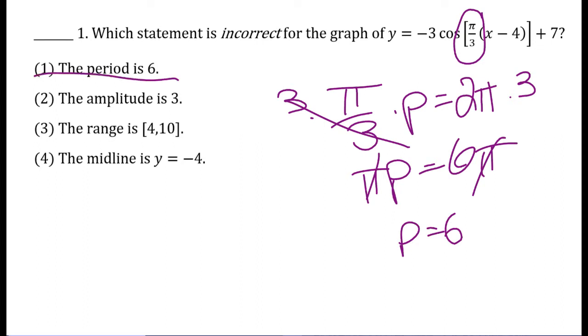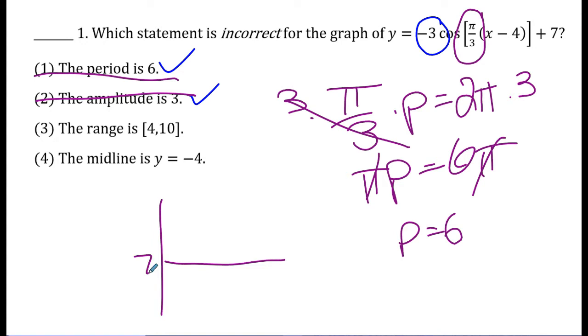The amplitude is 3. Well, it looks like it's -3, but the amplitude is really just the number there. The negative is actually a reflection. So the amplitude is 3. That is true, so that is not the answer. The range is 4 to 10. Well, I have a midline here of 7, and from 7 I'm going up 3 and down 3. So yes, my range is from 4 to 10.